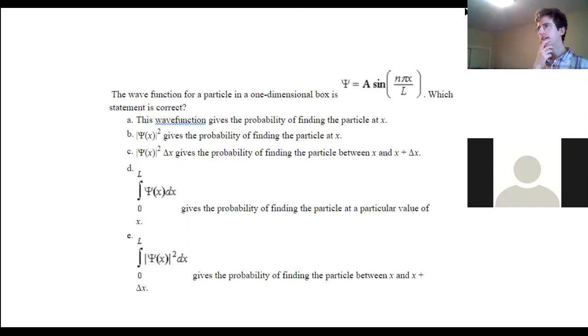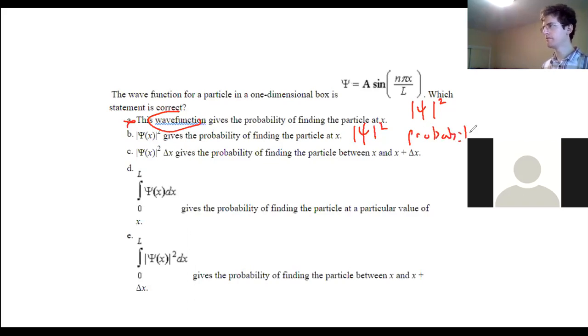A says that the wave function gives the probability of finding the particle. That's not true. What gives probability is the modulus of the wave function, but not exactly, not directly. By itself, statement B says that the modulus gives the probability, but that's not quite right. The square is actually the probability density. It's the area under it that gives you probability. So by itself, it's not a probability, it's a density.